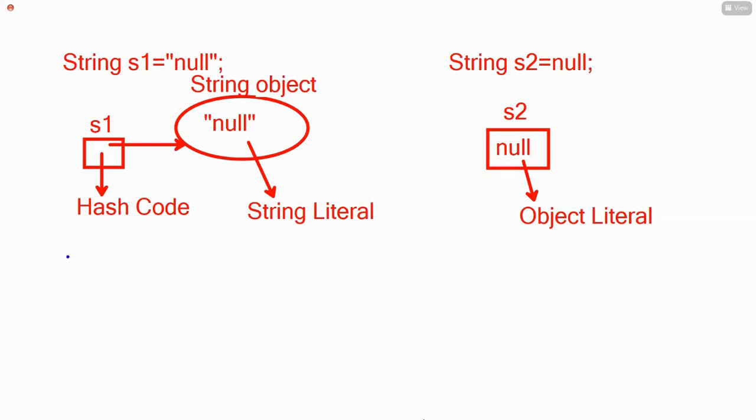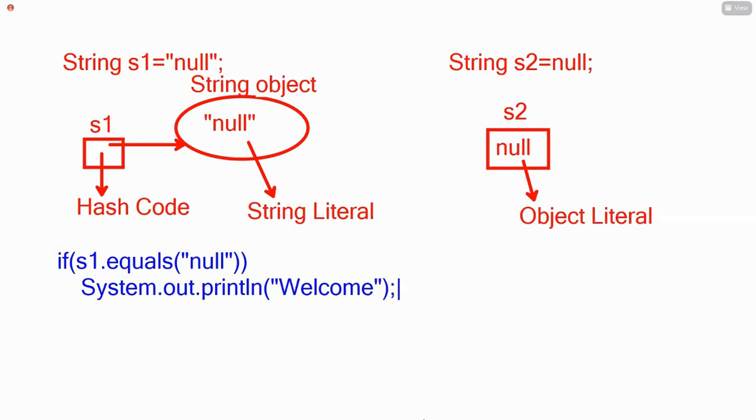Now one more question. Give me the answer. If S1.equals(null), System.out.println welcome. Now, S1.equals(null), true or false? Then what is the output? Now it will check the content here. So the output is welcome. I'll write the same code here.